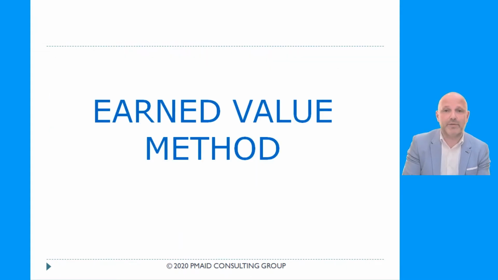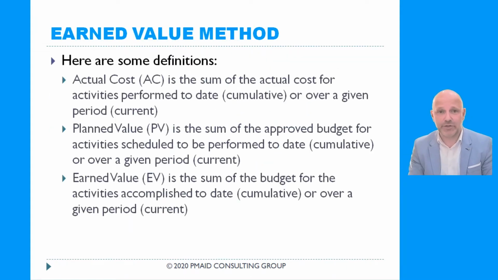Earned value method. Let's have a look at a few definitions first. Actual cost is the sum of the actual cost for activities performed to date or over a given period of time. Let's say we're talking about a 3-day period of time, 3 days. Actual cost is the amount of money that we spent over those 3 days. Whatever we did, we spent a certain amount of money over 3 days. And this is our actual cost.